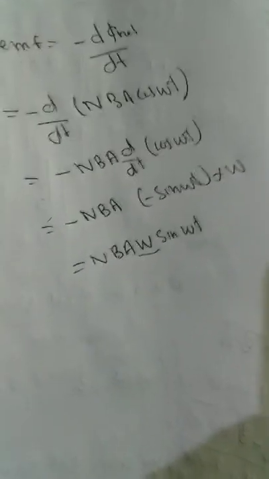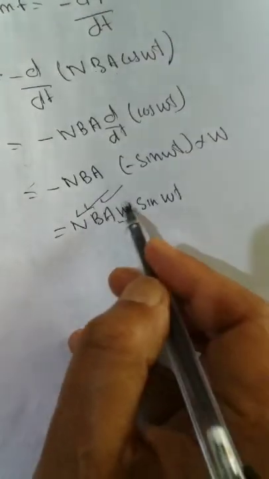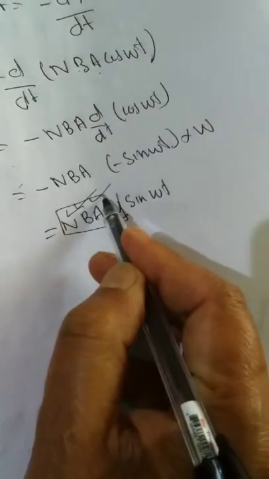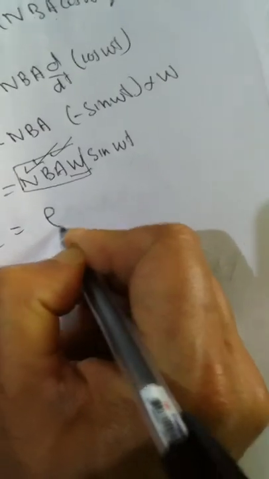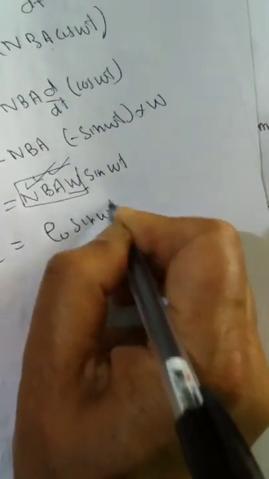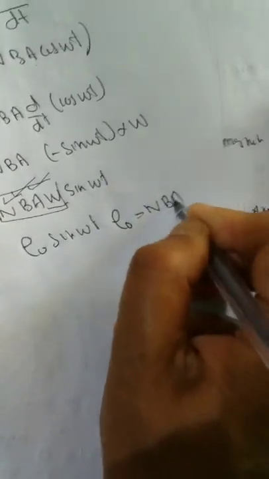I told you that angular velocity is constant, the area is constant, the magnetic flux lines are constant, and the number of turns is constant. All of this is constant. We can name it with another constant. Let it be E naught. That means the induced EMF is equal to E naught sin omega t, where E naught is also a constant and is equal to n ba omega. I hope you are getting my point.